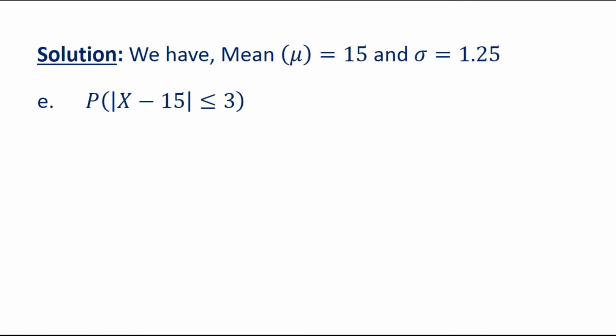Next part, probability that modulus of x minus 15 is less than and equals to 3. So there can be two cases in this question, that x minus 15 is less than and equals to 3 and minus of x minus 15 is less than and equals to 3.